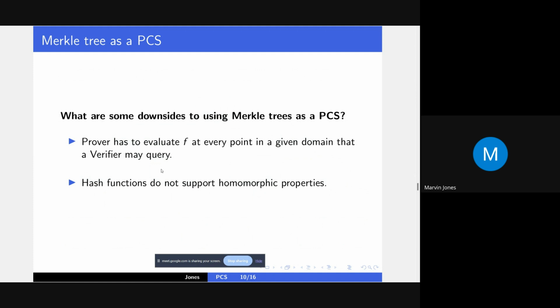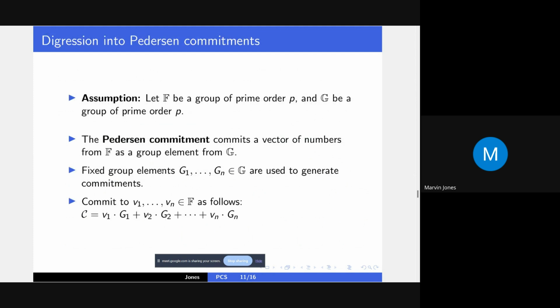So, everybody's hopefully back and nice and calm. All right. Let's have a brief digression into Pedersen commitments. All right. So we have a finite field of order P and a group of prime order P. And we're going to do a Pedersen commitment. And a Pedersen commitment will just compress a vector of numbers in F to a single group element.